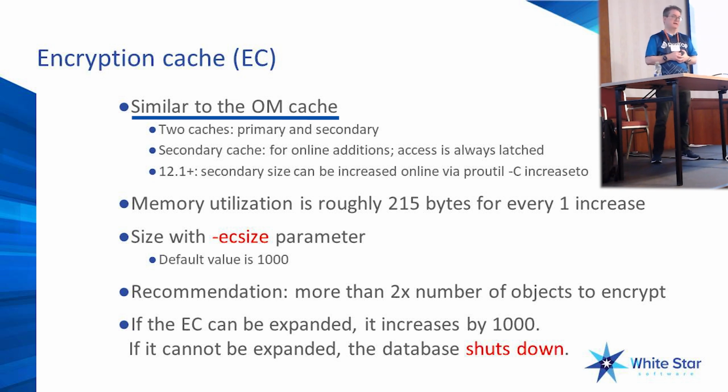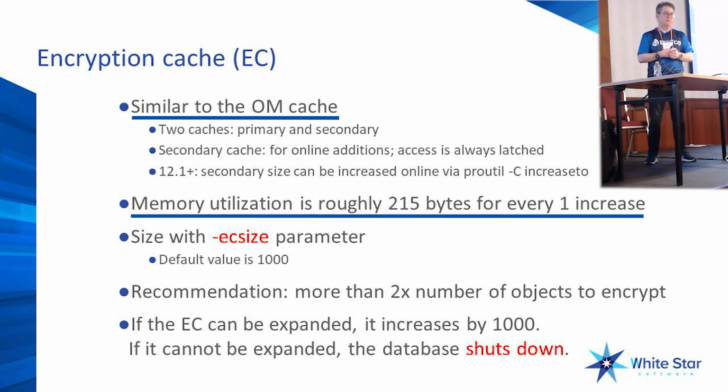It's sized with the EC size parameter. It defaults to 1,000, and the unit is policies. So with the default, you can fit up to 1,000 policies in the primary cache. The primary gets populated at database start, and 1,000 for the secondary as well. Don't be stingy with memory here. These are very small entries. It's not an exactly linear scale, but roughly for every one that you increase EC size, you're using another 215 bytes of shared memory. It's not a big deal.